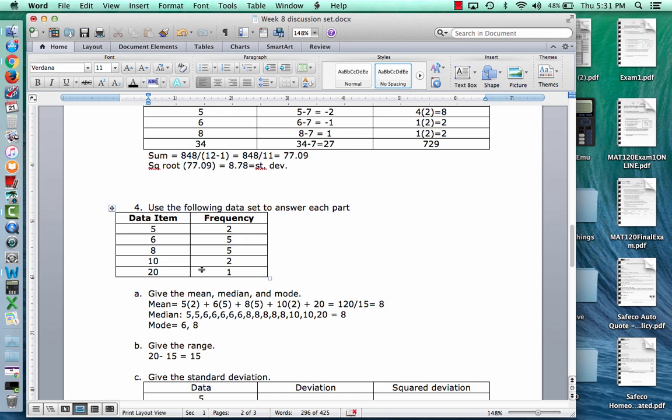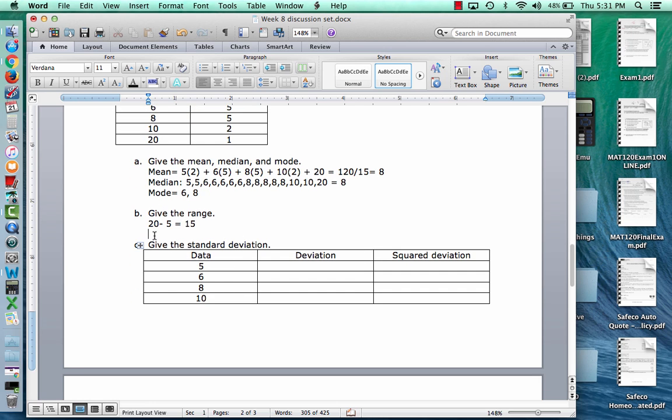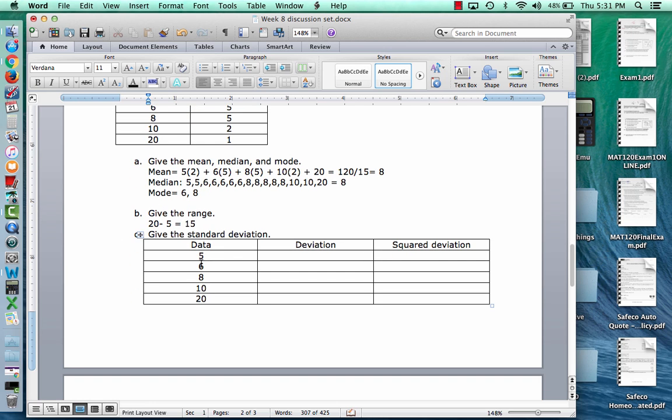Okay. And then the mode is the most frequent repeating data value, so that's 6 and 8. They tie. They show up 5 times. The range is the maximum value minus the minimum value, so 20 minus, oops, I did that wrong. 20 minus 5 is 15. And then the standard deviation. So we want to go through these steps again, do the table.